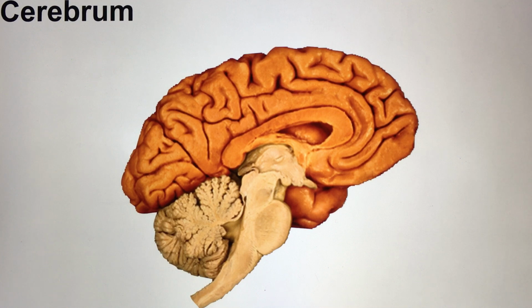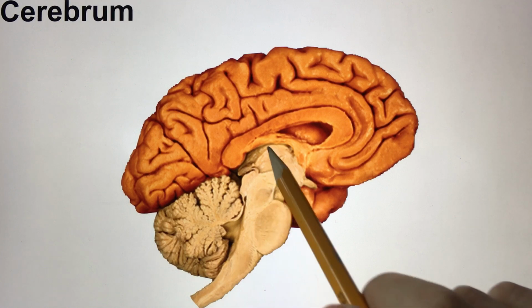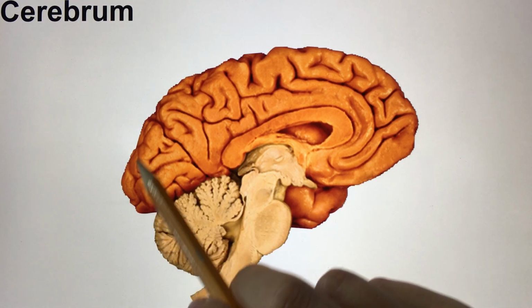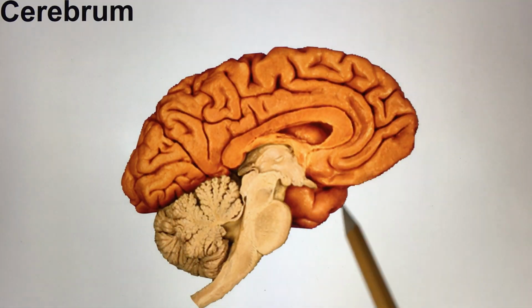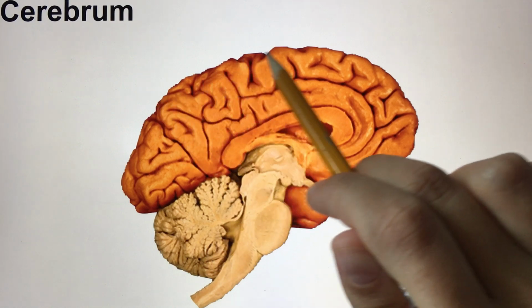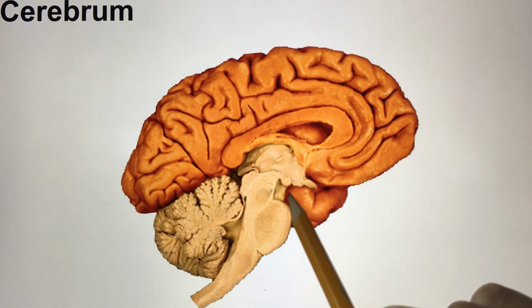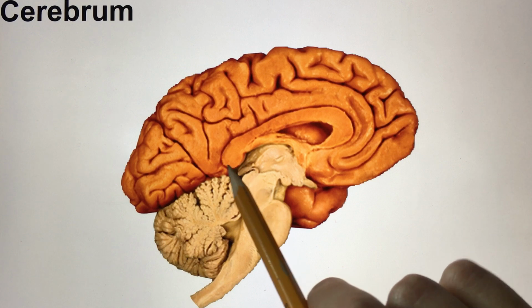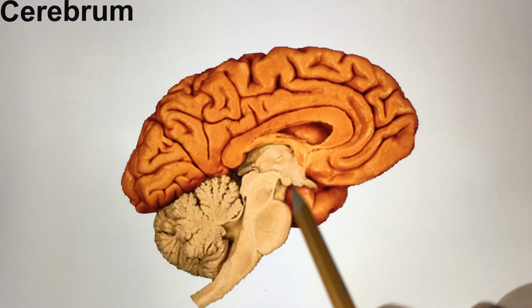There are four main parts of the brain. The first part is called cerebrum. Cerebrum is the largest part of the brain with these convolutions, the gyri and the sulci. It comprises the superior portion of the brain. All of the rest of the brain parts are below it.